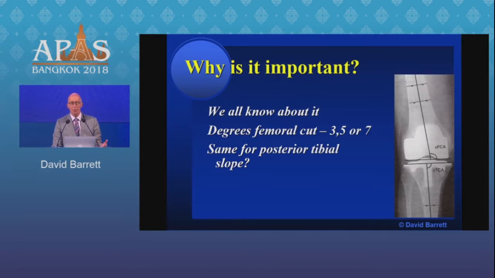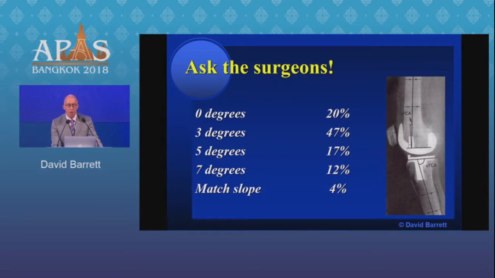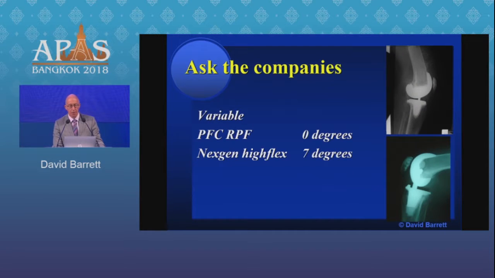Now, why is it important? Well, we kind of all know about femoral cut. Is it the same? We have a choice that we make. Is it the same for the posterior tibial slope? And if we ask the surgeons, we get a variety of answers about what posterior slope they're putting in their patients. If we ask the companies, some of them tell us 0 degrees, some of them tell us 7 degrees, so it's variable from the companies as well.